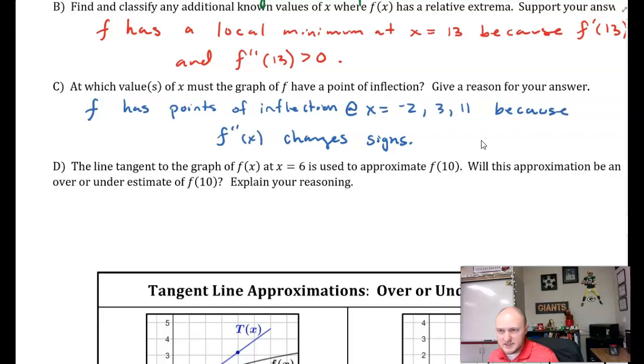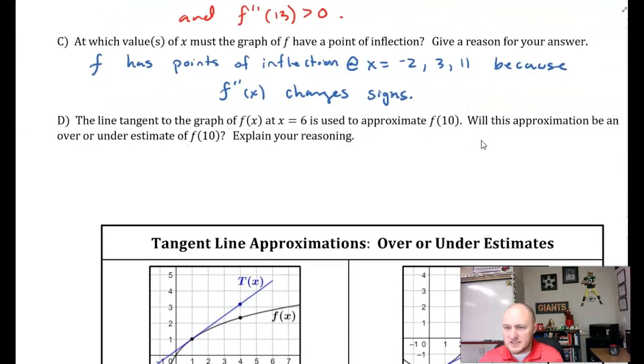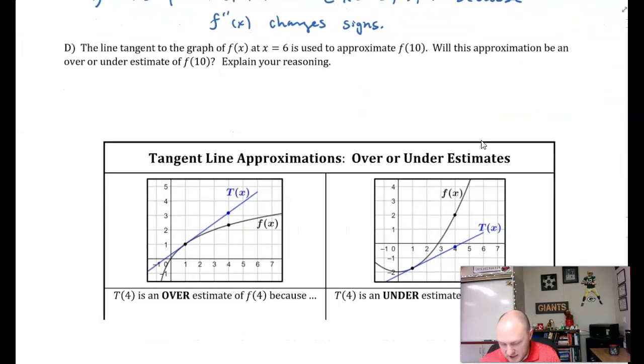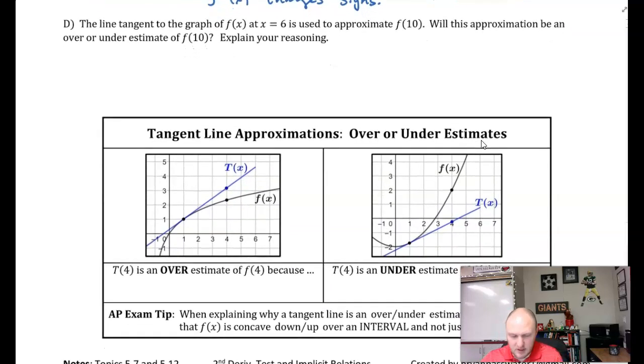All right, D. D is kind of a new concept in here that we have not talked about. Relatively straightforward with a simple explanation. They say the line tangent to the graph of f of x at x equals 6 is used to approximate f of 10. Will this approximation be an overestimate or an underestimate of f of 10?